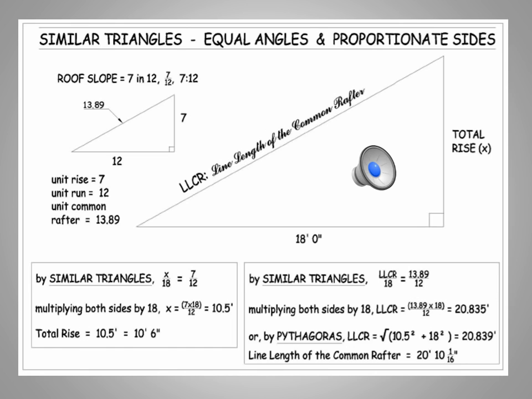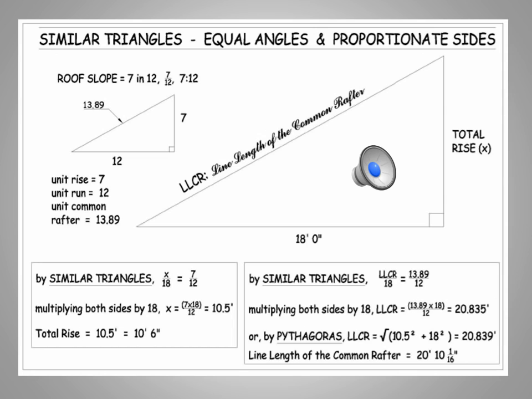And 12 is always the unit run. And that's because, of course, we're in the imperial system. 12 inches equals 1 foot, so everything is rated over a foot. So this particular roof slope is going to be a 7/12 slope. And you can do Pythagoras on this to figure out the hypotenuse, and the hypotenuse is 13.89.